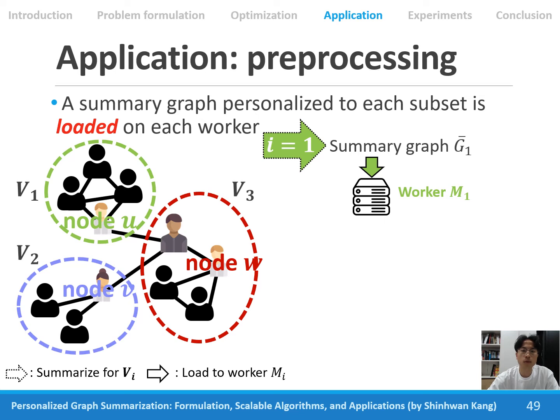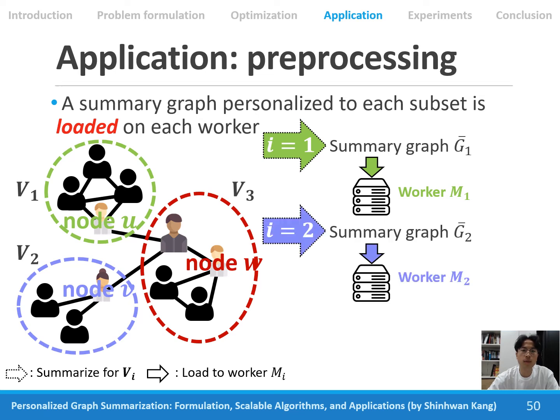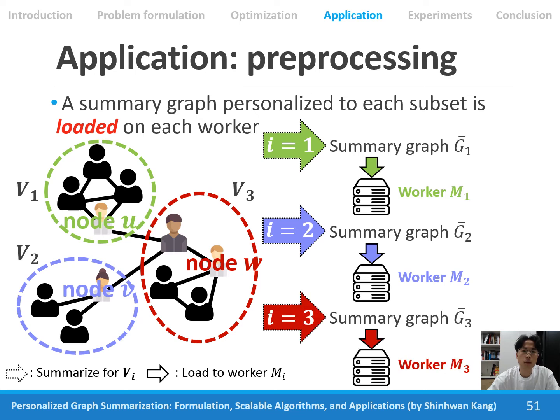First, we produce a summary graph personalized to V1 and route it to worker 1. Then we produce a summary graph personalized to V2 and route it to worker 2. Finally, we do the same process on V3. As a result, we have three summary graphs with different focuses, and they are loaded on three workers separately.